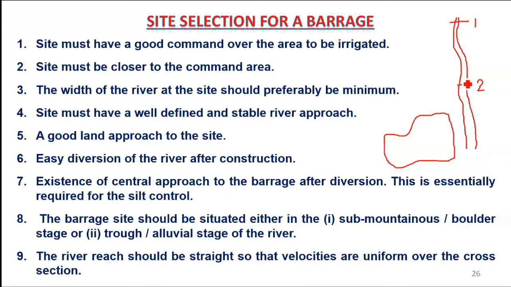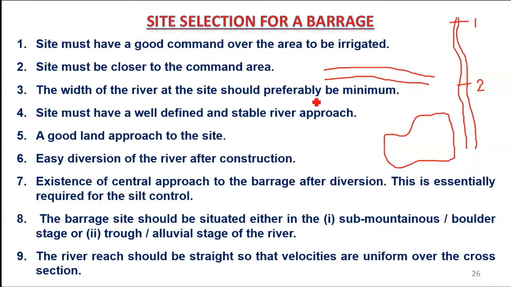I mean, if this is the barrage site we are proposing, there should be some existing road network, maybe kachha or pakka. Later on, we can make it a metalled road, but that means the approach. Sometimes it is not possible that the road will go exactly up to the site, because the site may at that time be a very remote area, and people are not living over there. What is the next?